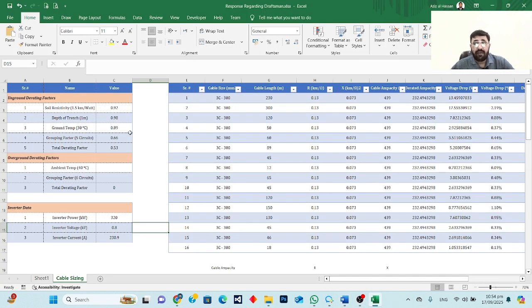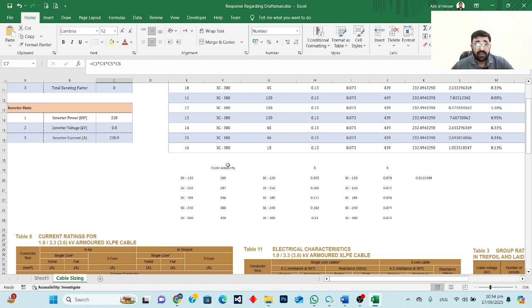This is the Excel sheet I have prepared. So that's why you can see that I have considered 1.5 as the soil resistivity value. The depth of the cable I have considered as 1 meter. The ground temperature I have considered 30 degrees, and for the grouping factor I have considered 5 circuits running in parallel, and the total derated.